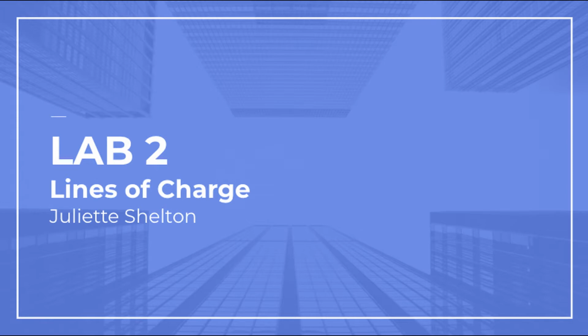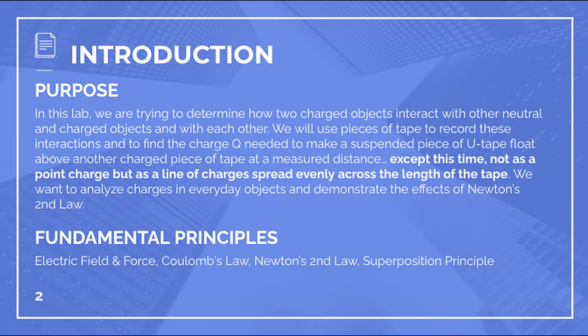In this lab, we are looking at a new method of calculating electric charge of a charged object. We are trying to determine how two charged objects interact with other neutral objects, other charged objects, and with each other. We will use pieces of tape to record these interactions and to find the charge Q needed to make a suspended piece of U-tape float above another charged piece of tape at a measured distance.